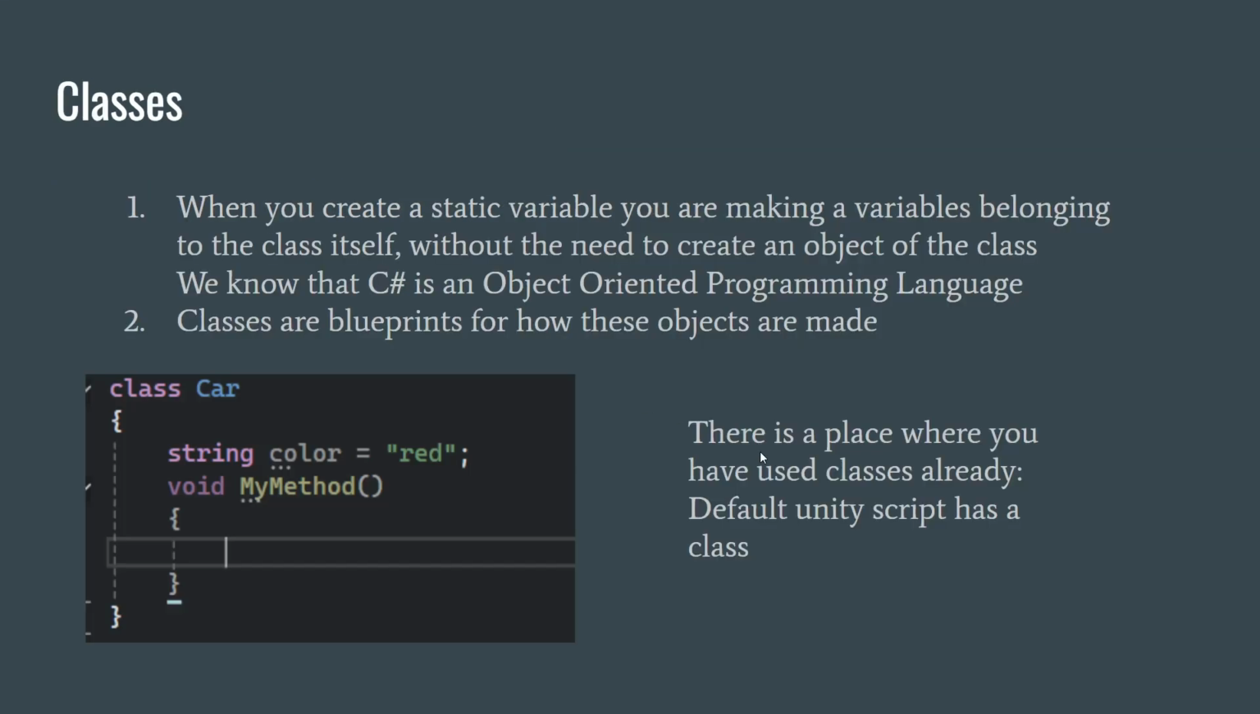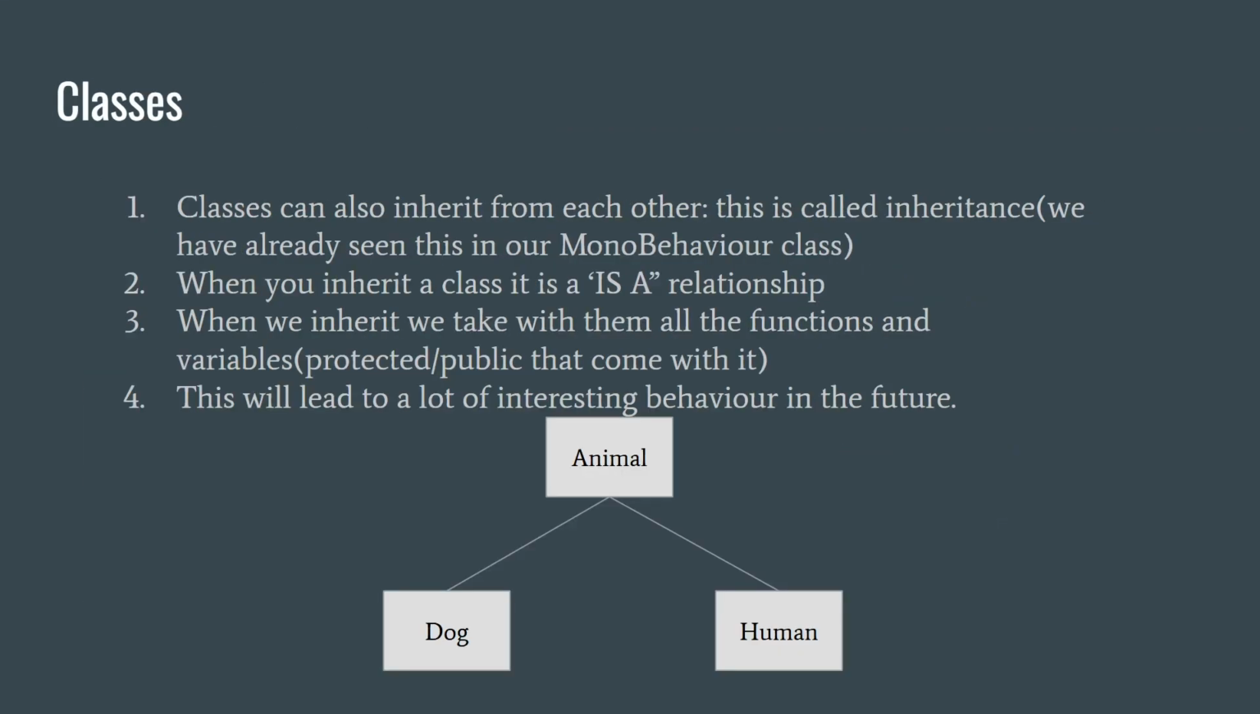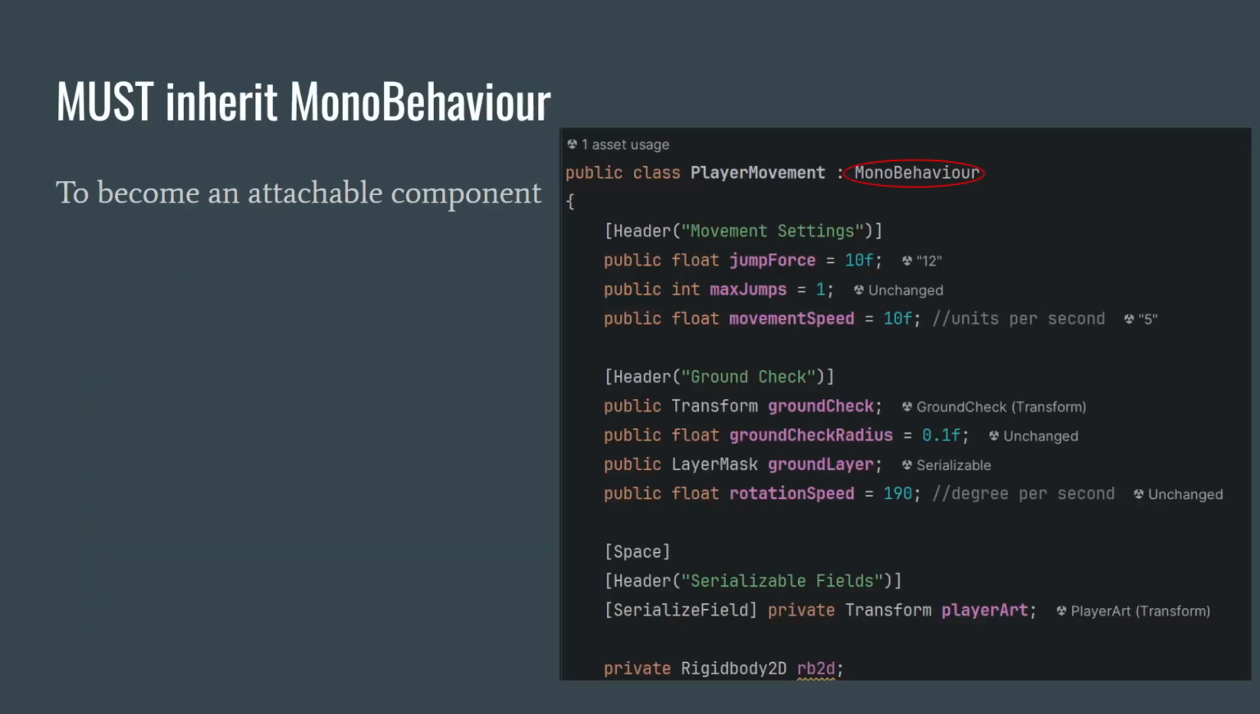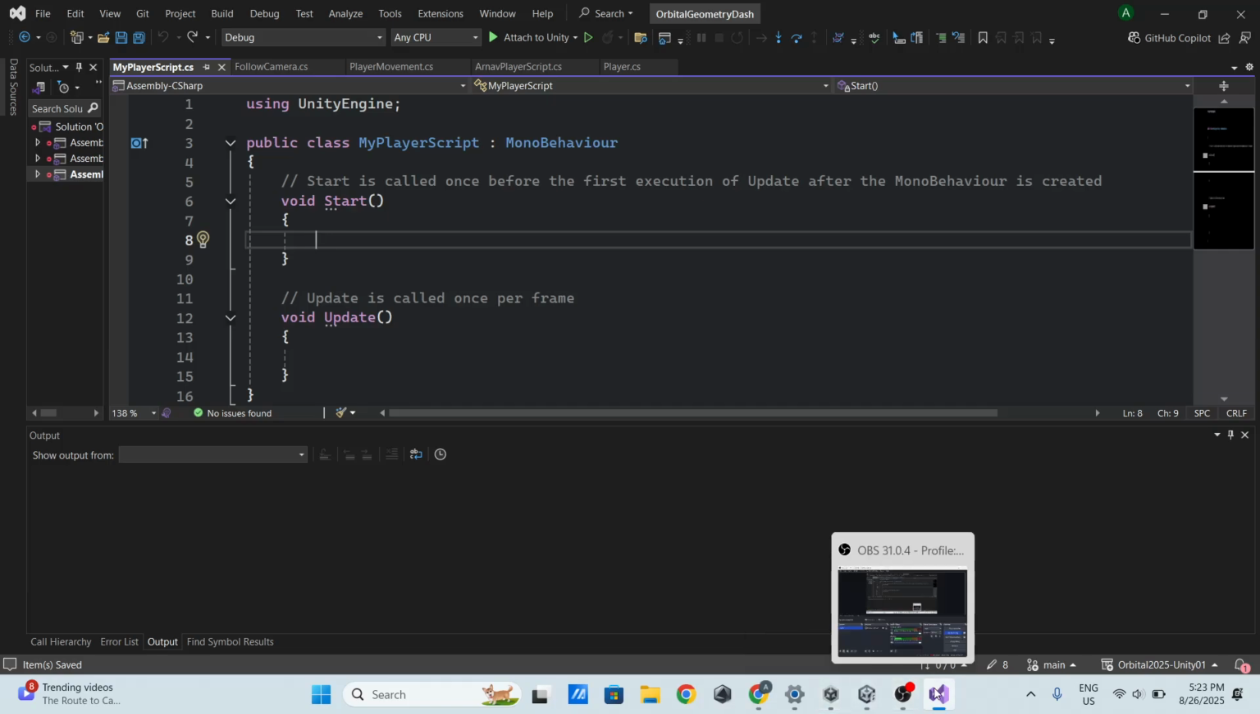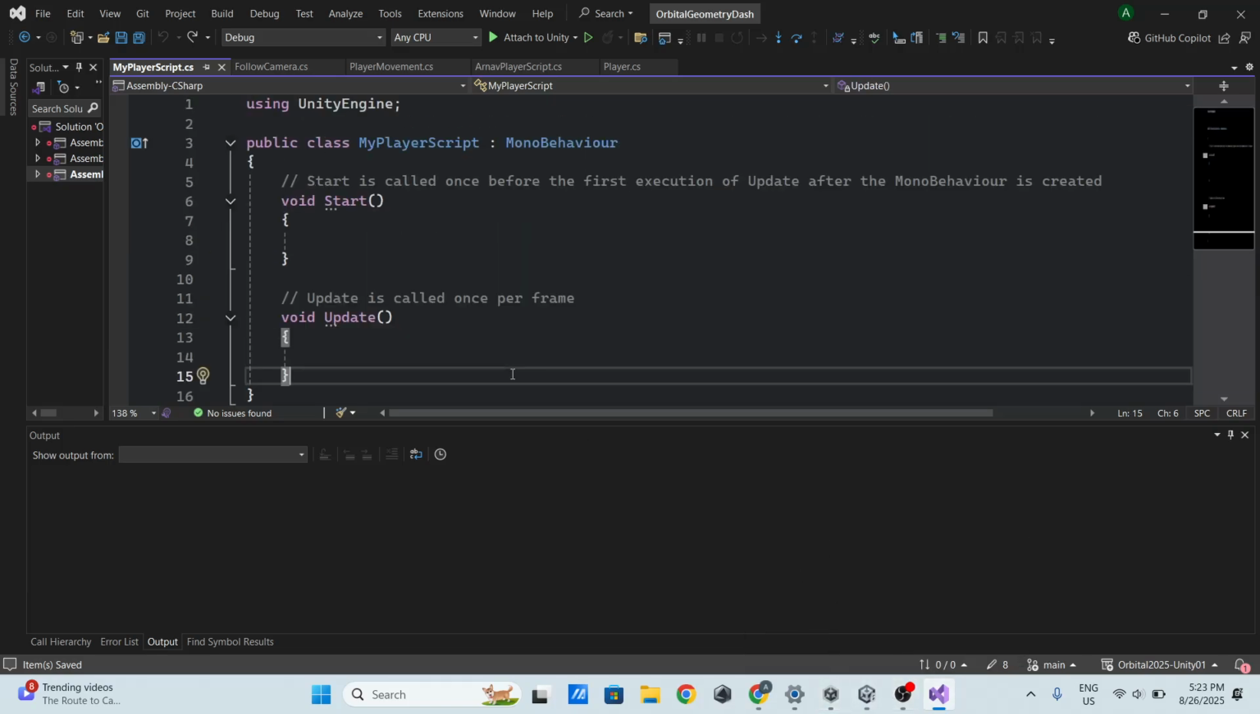Okay, let's cover what classes are now. As we know, C# is an object-oriented programming language. This means that everything we do is related to either creating or manipulating objects. Basically, everything that you make is an object. But how do we make these objects? That's the question. We make these objects using classes.